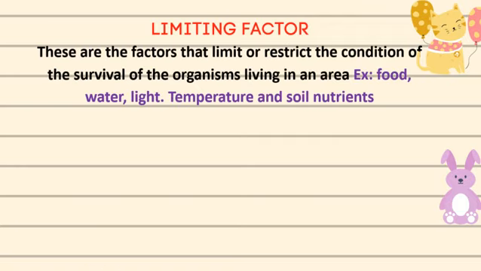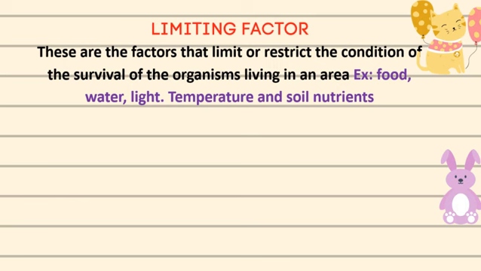So here are some factors that contribute to the change in sizes of population within a certain area. First, we have limiting factors. These are the factors that limit or restrict the conditions for the survival of the organism. Examples are food, water, light, temperature, and soil nutrients. When we say limiting factors, these are any resource or environmental situation which limits the growth, spreading, or abundance of an organism or population in an ecosystem.